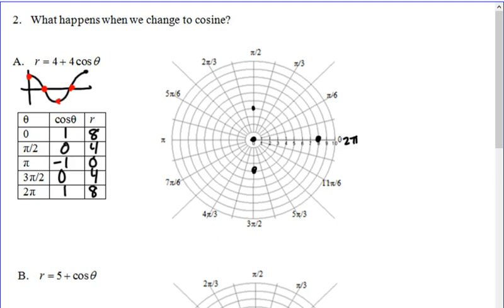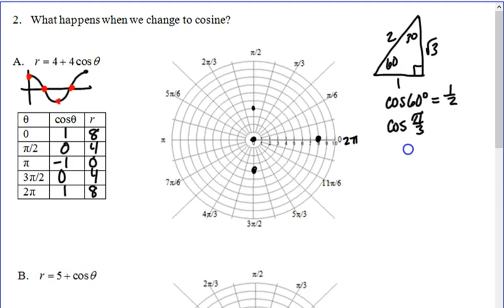Now, a key point that would be helpful for cosine would be to find another nice angle. The nice angle for cosine is at 60 degrees, because at 60 degrees we have the 1, 2, square root of 3, 30-60-90 triangle. So now we have adjacent over hypotenuse equal to 1/2. So cosine of 60 is equal to 1/2, which means cosine of pi over 3 equals 1/2. So if I put pi over 3 in here, I would have 4 plus 4 times 1/2, which is 6. So at pi over 3, I would have a radius of 6.